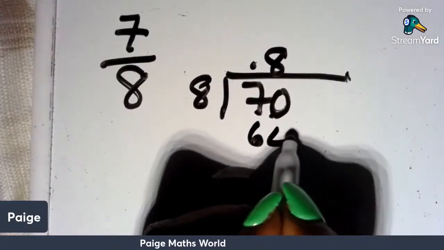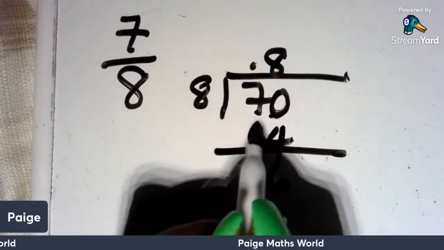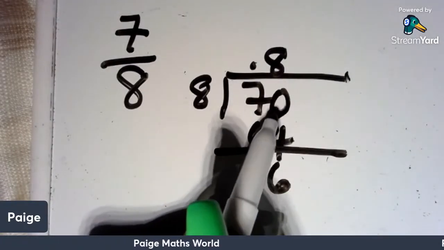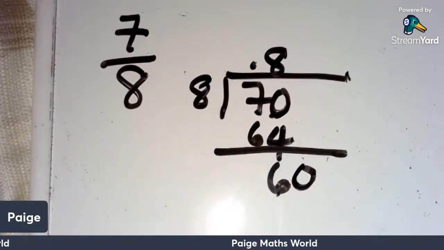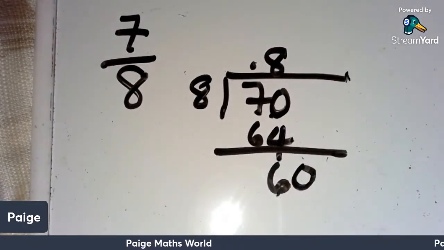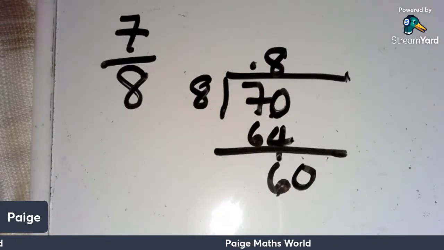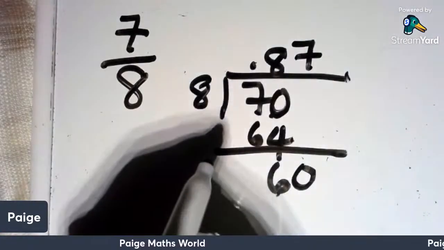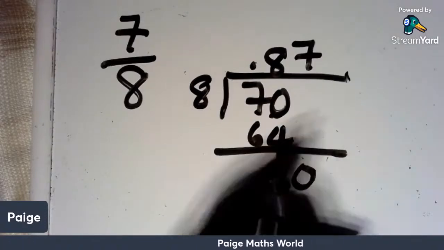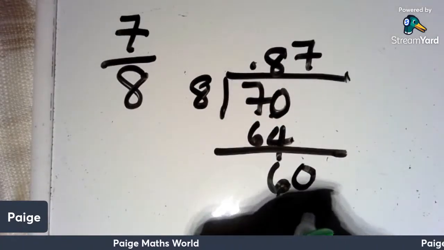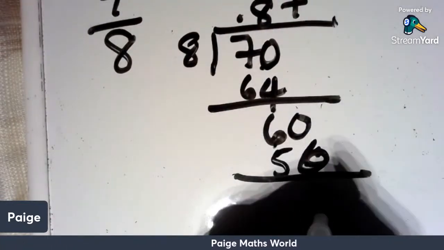8 8s are 64. Right? And so 64 from 70 goes 6 times. You're going to have 6 remaining. So 64 from 70. And then 8 into 6, you can't. So you put a 0. And then you're going to say now 60 divided by 8, or how many times can we get 8 from 60? And you can get 8 from 60 7 times. And 7 8s are 56. And that remaining 4, 56 from 60 is 4.